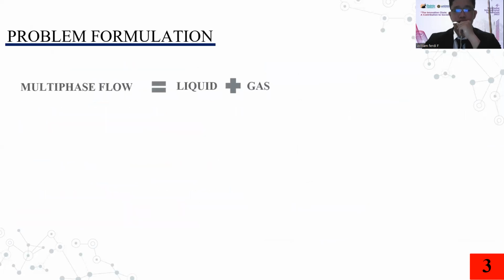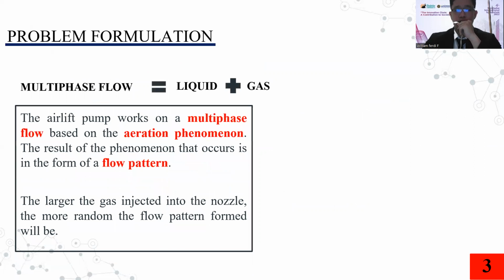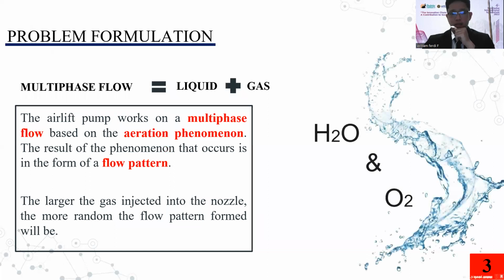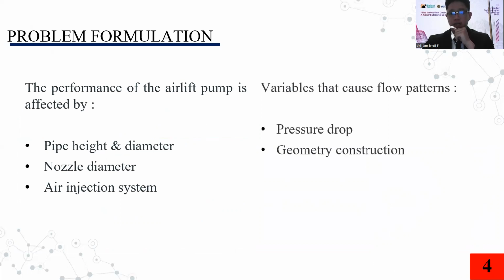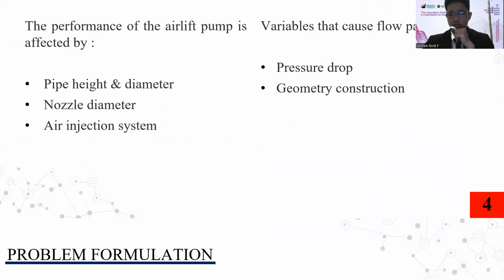For the problem formulation, the airlift pump works on multi-phase flow, liquid and gas, based on the aeration phenomenon. The result of the phenomenon occurs in the form of flow patterns. The larger the gas injected into the nozzle, the more random the flow pattern formed will be. The performance of the airlift pump is affected by pipe height and diameter, nozzle diameter, and the last one is the air injection system. The variables that cause the flow pattern are pressure drop and geometry constructions.